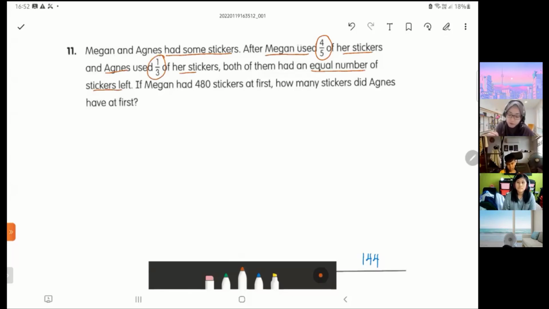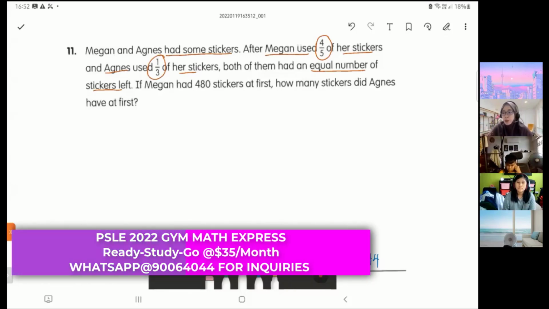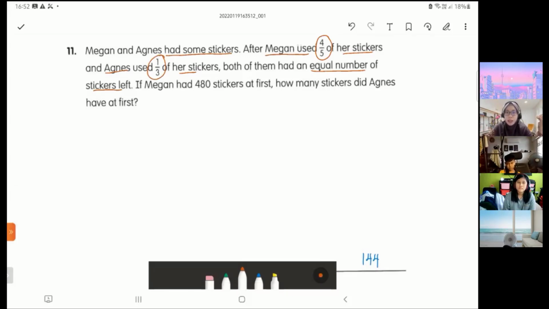number of stickers left. If I want to use my BCA, it is very easy because there's a before, there's a change, there's an after. But for this question, I want to show you how to use the model method. Maybe if we have time, we can go through the BCA as well. All right, if Megan had 480 stickers at first, how many stickers did Agnes have at first?